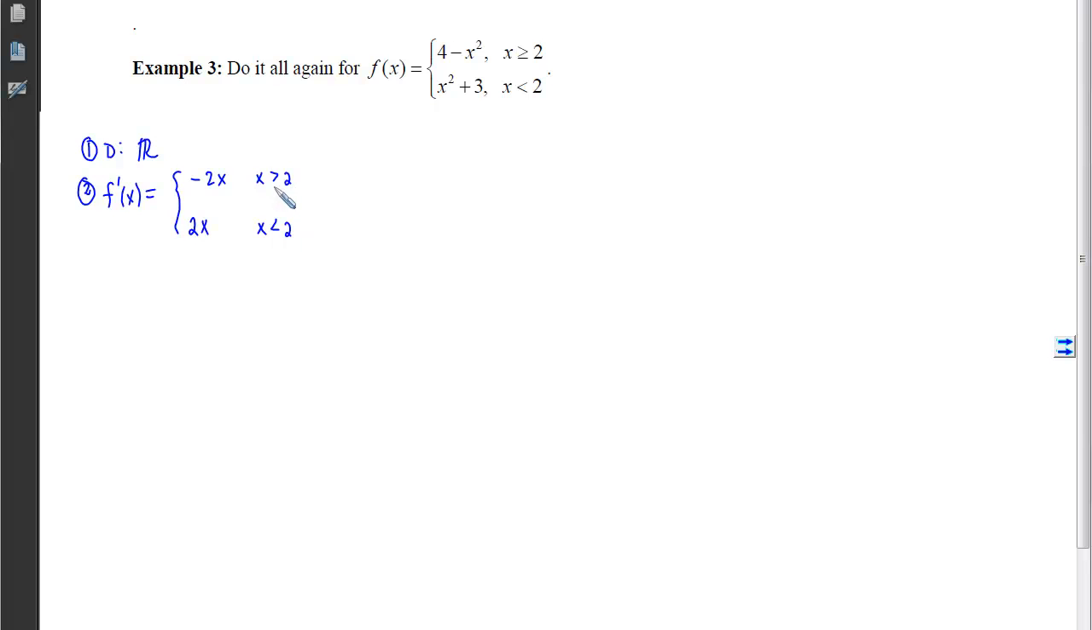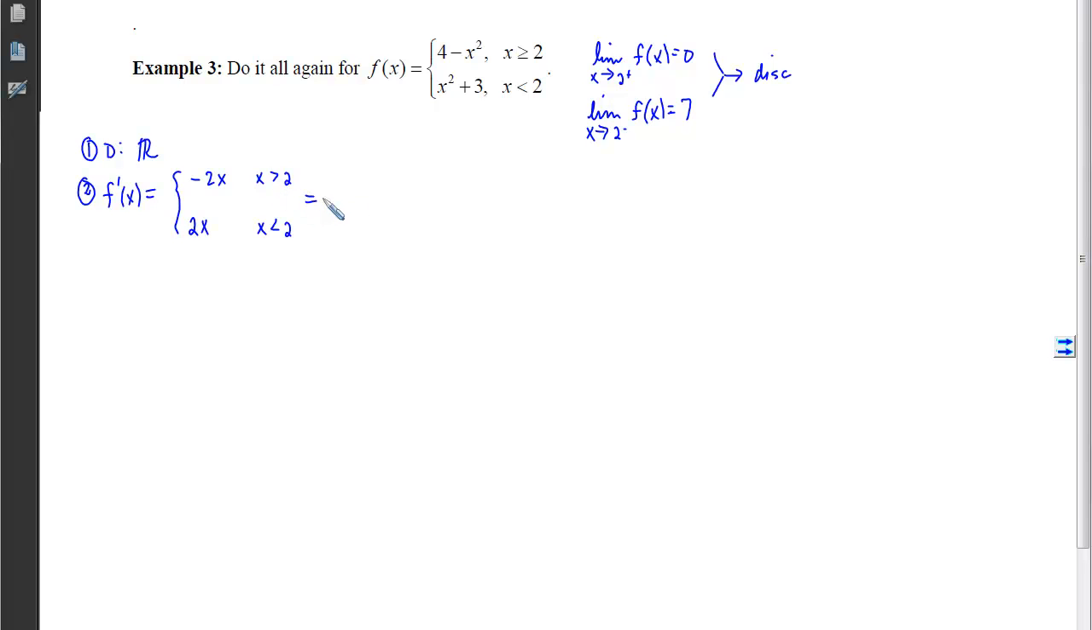We can't figure out whether this has an equal sign underneath it until we examine the joint. So if I examine the joint here and I plug 2 in, we can see that the limit as x approaches 2 from the right of f is going to be 0. But if I look at the limit as x approaches 2 from the left on f, if I plug in 2 here, I end up with a 7. So I have a discontinuity because those two limits were not the same. And because I have a discontinuity, that means I do not get a derivative at 2. So I can't put an equal sign under there.